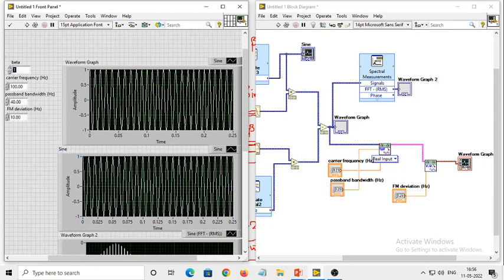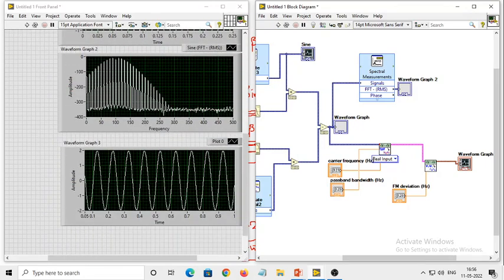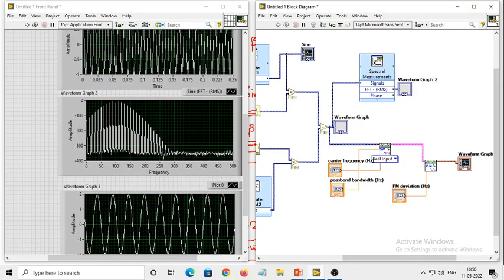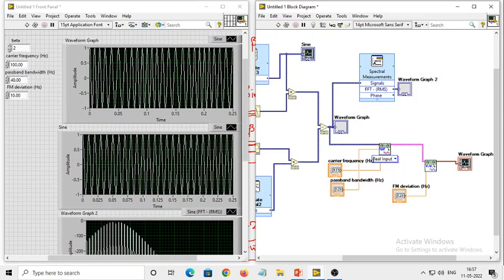So you can also increase this beta and see what happens. See, the modulated signal is the same, but the number of side frequencies in your spectrum has been increased. And similarly you can now clearly visualize the frequency increase and decrease in your FM modulated signal.